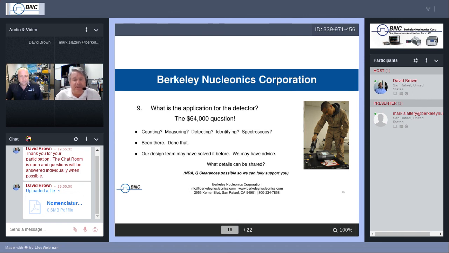Maybe it's top secret stuff, or maybe it's just, hey, it's none of your business. But we really would like to know, are you just going to be counting energies? Are you going to be measuring the energies and performing spectroscopy? Pretty much. Are we just detecting? Are we just going out to see if there is radiation out there? Do we need to identify the isotope? Again, spectroscopy, measuring, resolution, those are all very important.